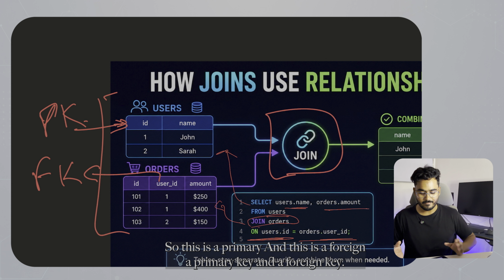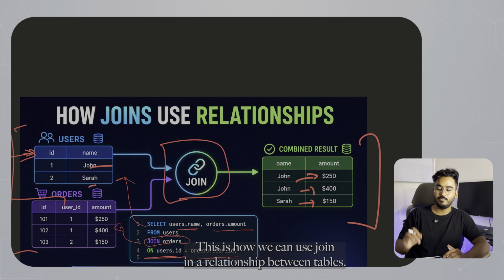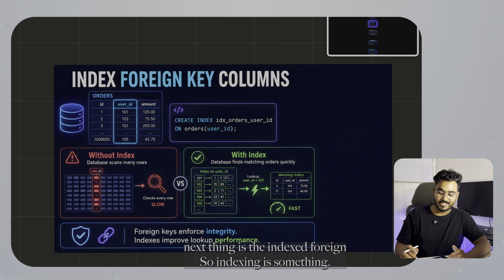Just like this, users John and Sarah have multiple orders. John has this order, John has this order, and Sarah has this order. Now we have a combined result from them. This is how we can use join in a relationship between tables. The next thing is the indexed foreign key.